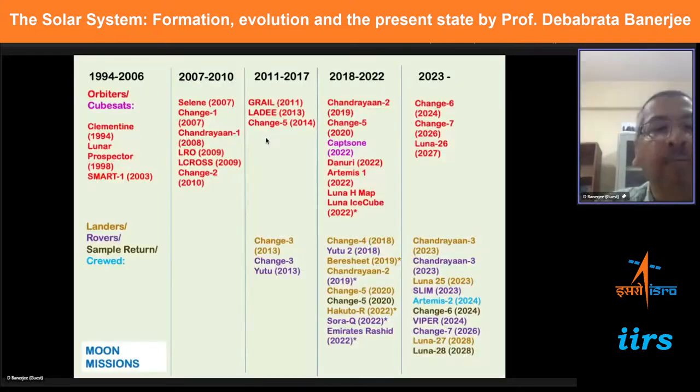Now, these are the missions which are listed here. I've listed orbiters in red, and there's one CubeSat there, and you can see that after the Apollo and the Luna missions, the Moon was not explored for a long time. It remained unexplored until the Clementine mission, which suggested ice, but it was not conclusive from the bistatic radar experiment. And then you had the Lunar Prospector, that had a neutron experiment, epithermal neutrons.